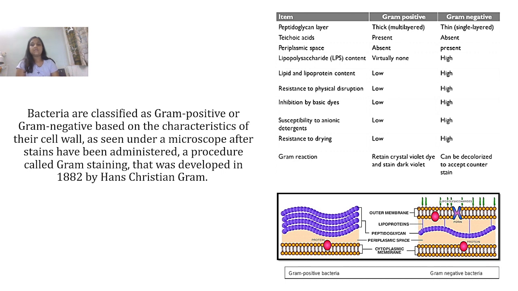So gram positive means it can retain that color, that crystal violet dye, and you can see it as dark violet. So it is gram positive that is retaining the stain, but gram negative bacteria can be decolorized using a counterstain. So it is a gram negative bacteria. So these are the basic differences of gram positive and gram negative bacteria.